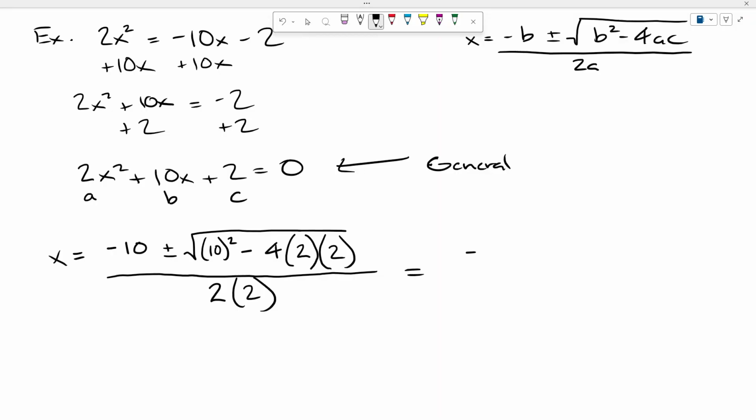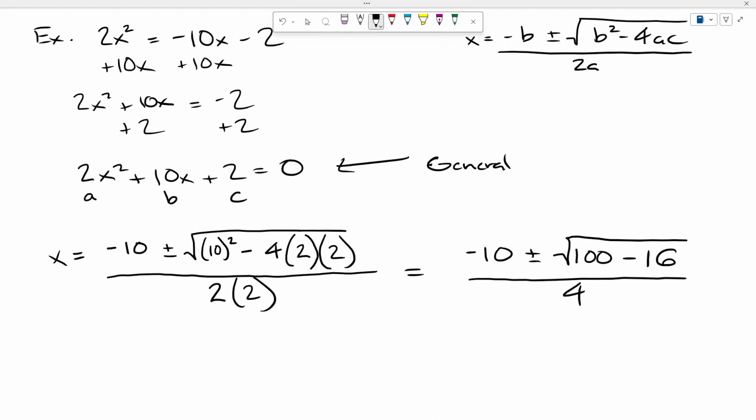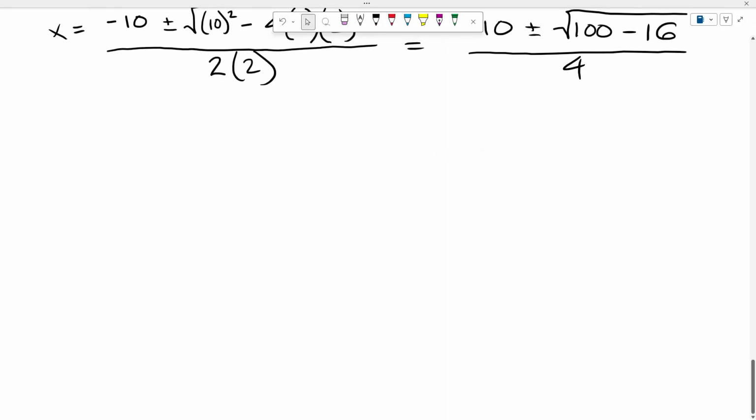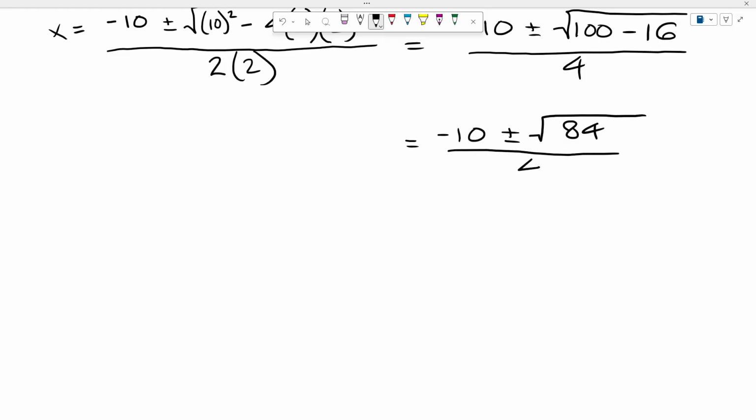So let's simplify that a bit. So we have negative 10 plus or minus the square root of, we have 10 squared is 100, minus 4 times 2 is 8, times 2 is 16. 100 minus 16 over 4. And keep simplifying down. So this is equal to negative 10 plus or minus the square root, 100 minus 16 is 84, over 4.